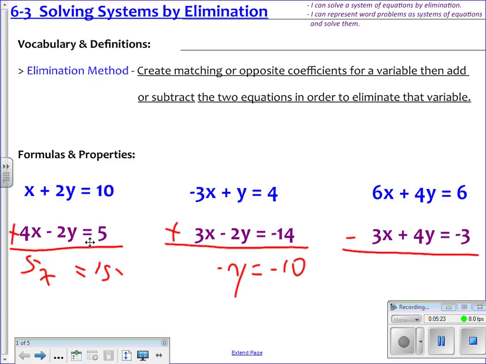And remember, I'm subtracting everything that's in here. 6 minus 3. What's 6 minus 3? No, it's not negative 3. It's positive. It's 3x. 4y minus 4y, 0y, equals 6 minus negative 3. This is the one that's going to screw everybody up. 6 minus negative 3. Look at the board. 6 minus negative 3 is 9.